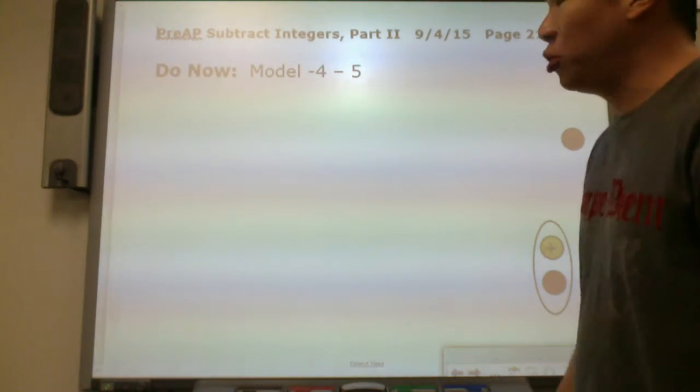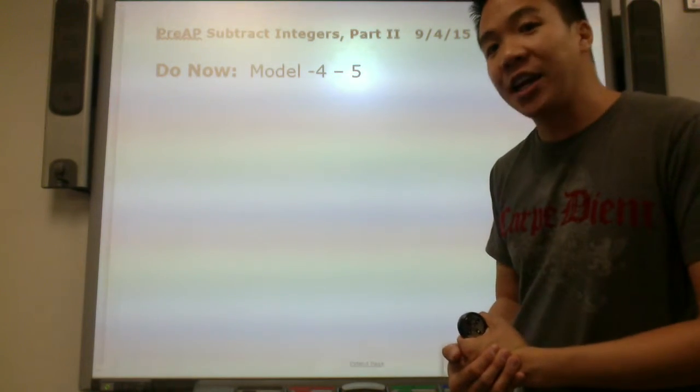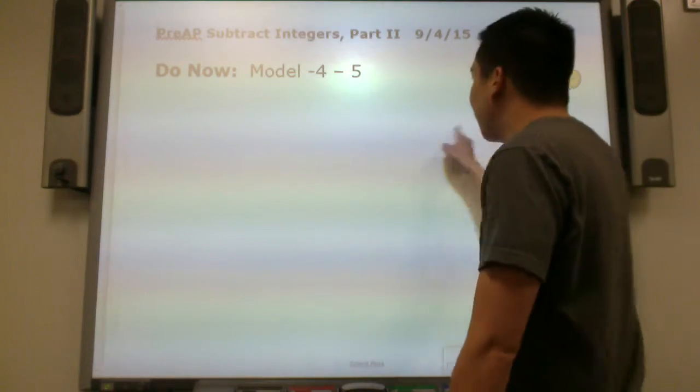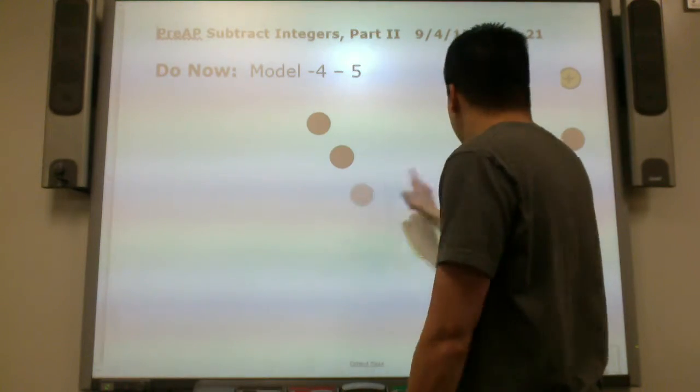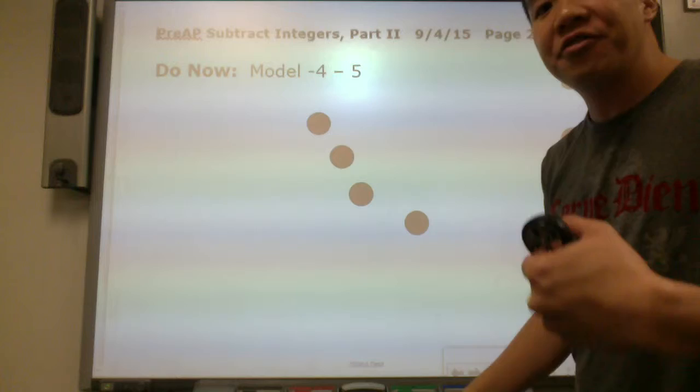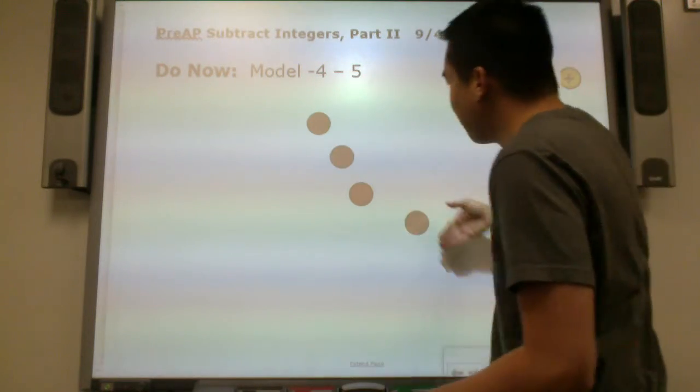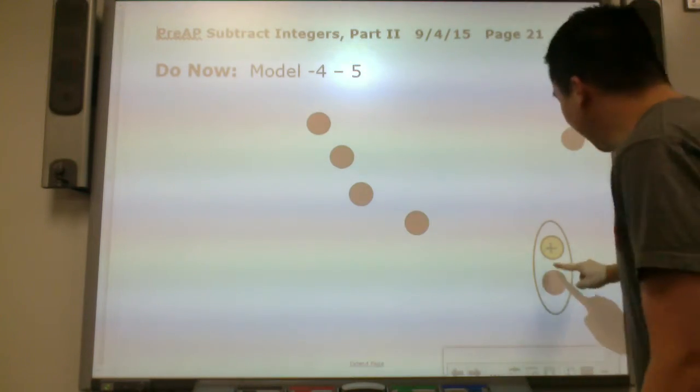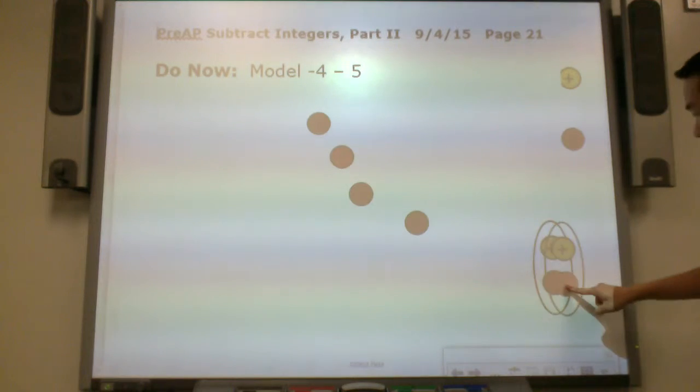So let's model -4, you take away 5 positives. I have 4 negatives. I need to take away 5 positives. Are there any positives to take away? No. I need something called a zero pair.